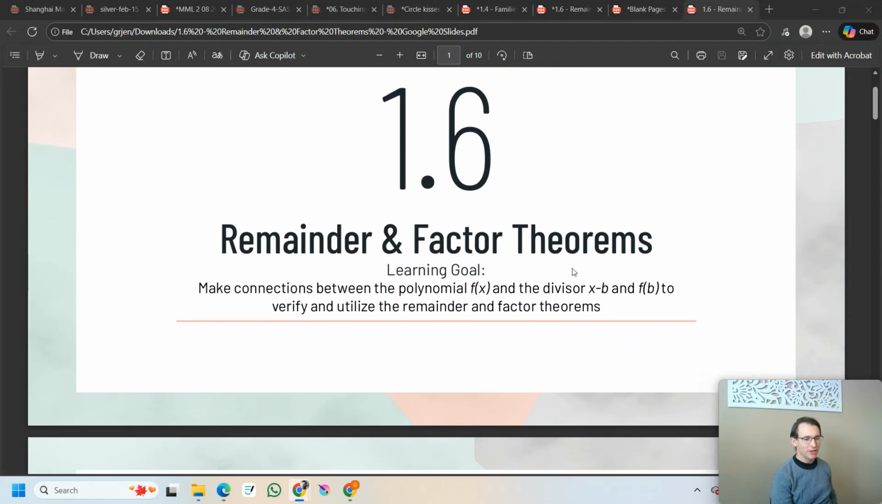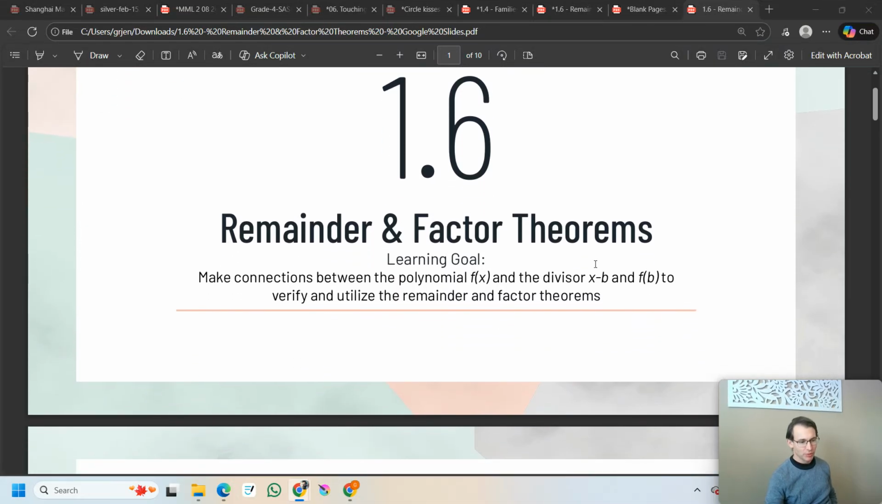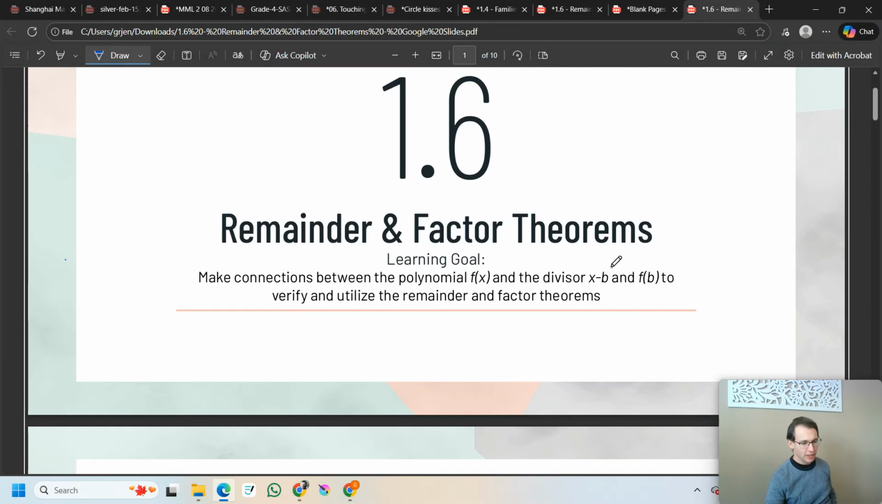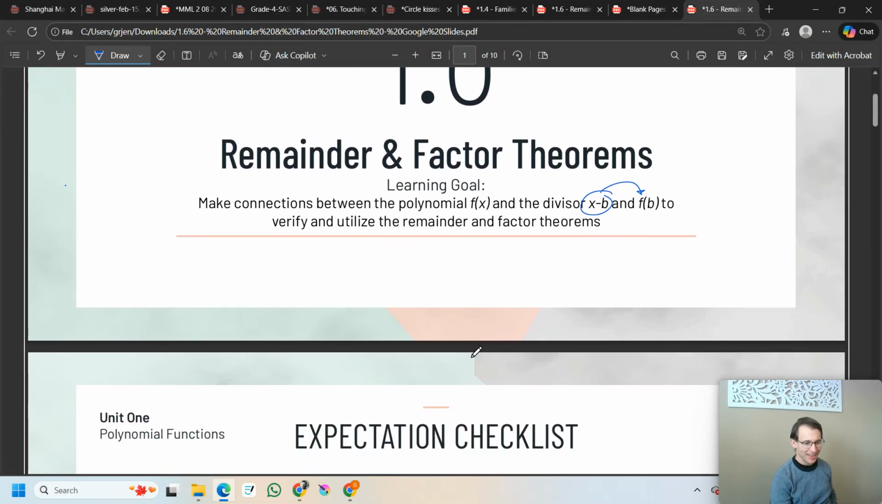We're learning the remainder and the factor theorems. Particularly, we're going to be looking at the consequences of dividing polynomials by binomial factors, x minus b, and the relationship to the value of the function at that point.